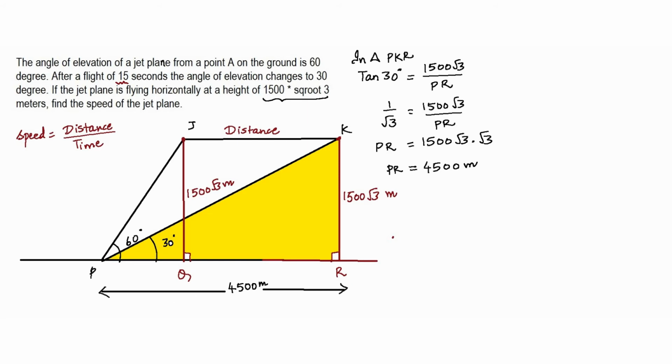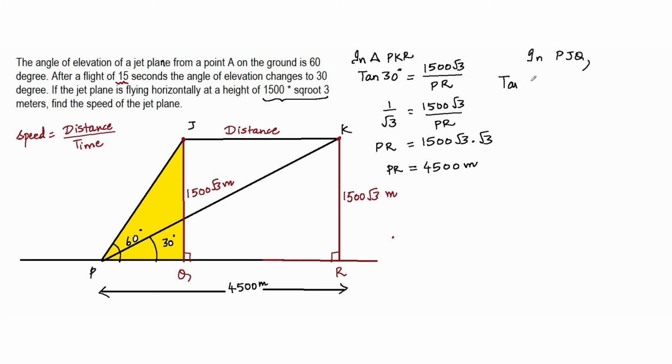And similarly, I can now find the distance PQ by considering the following triangle. So I can consider the triangle PJQ. This is the triangle that I am trying to consider right now. So in triangle PJQ, with respect to 60 degrees. Please note that now 60 degrees is the angle that we should consider. With respect to 60 degrees, 1500 root 3 is known and PQ is to be found.